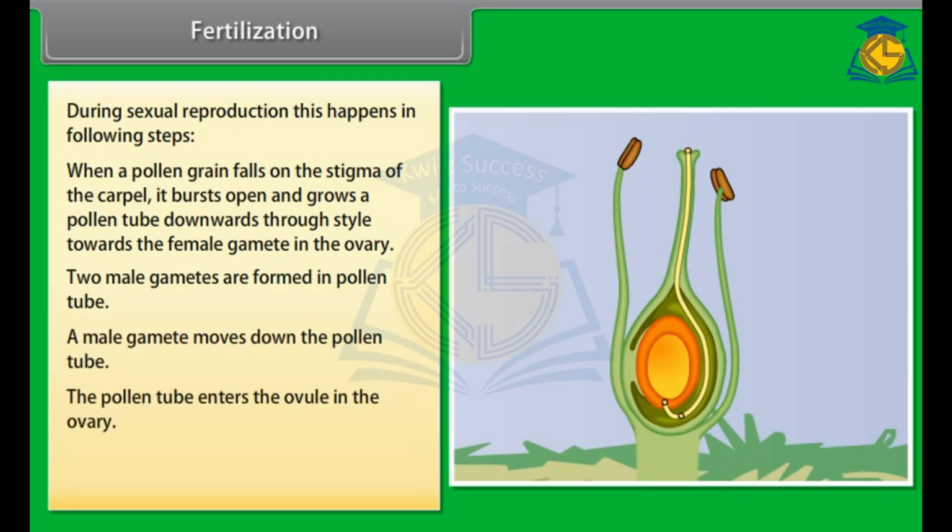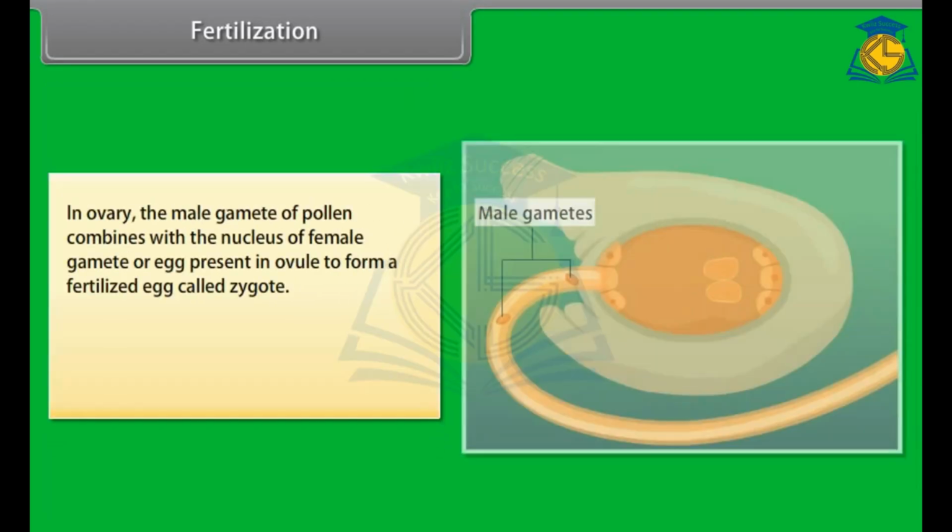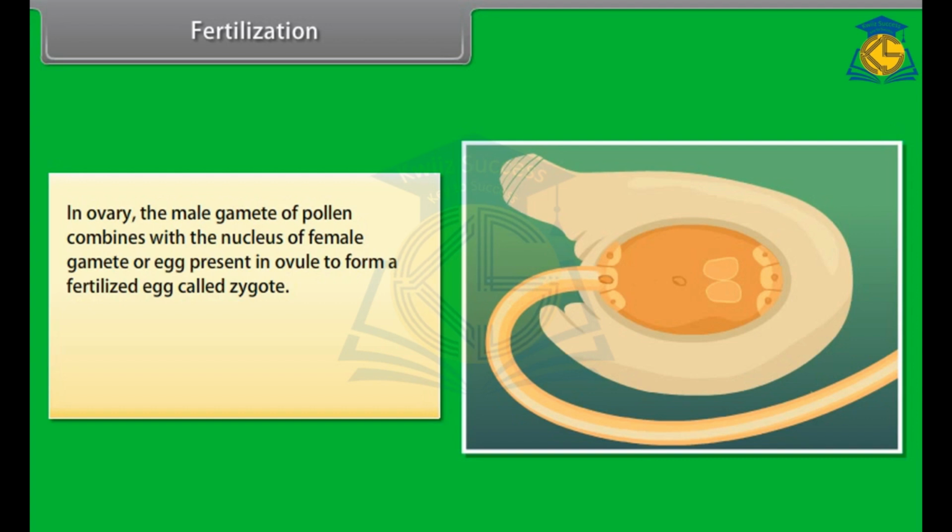The pollen tube enters the ovule in the ovary. The tip of the pollen tube bursts open and the male gamete comes out of the pollen tube. In the ovary, the male gamete of the pollen combines with the nucleus of the female gamete or egg present in the ovule to form a fertilized egg called zygote.